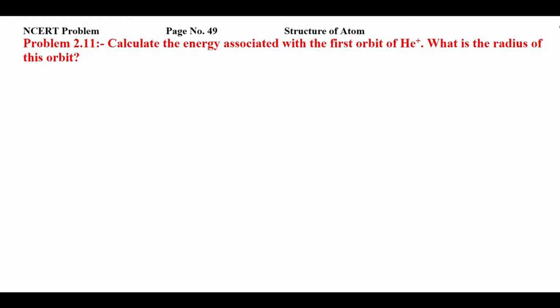Students, this is NCERT problem 2.11 from page number 49 of Structure of Atom, right? So let's read the statement. Calculate the energy associated with the first orbit of He positive. What is the radius of this orbit, right?